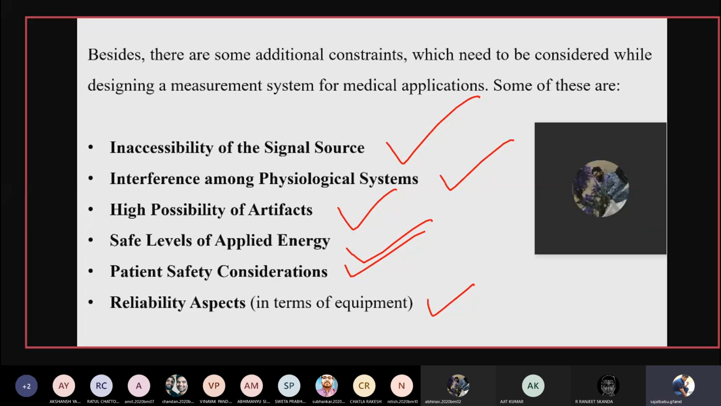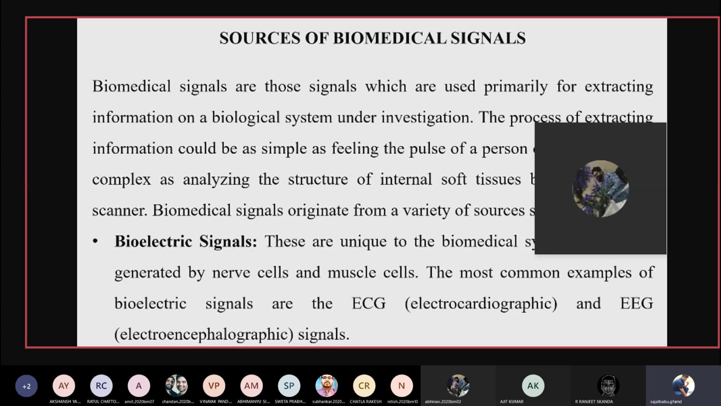Okay, so these are the constraints in the design of medical instrumentation. Now let us come to the sources of biomedical signals. Ultimately in biomedical instrumentation we are going to capture and record these signals. Before you capture or record the signals, you need to know the various sources of these biomedical signals. That means how many types of signals your body may provide for measurement.